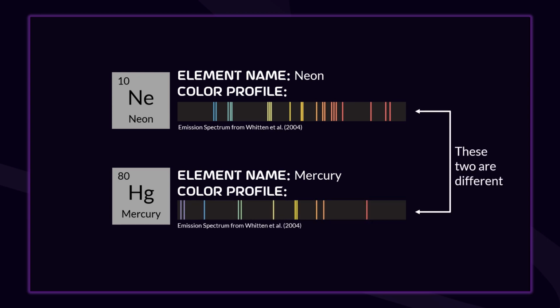Essentially, the different colors of light that a compound has absorbed serve as its fingerprint. If we can identify these colors, then we will know the chemical composition of that object. And to do this, we use the spectroscope.